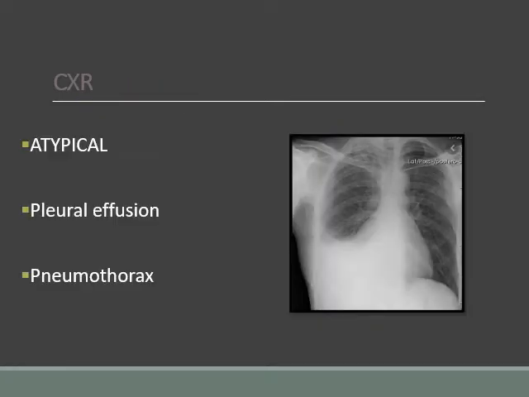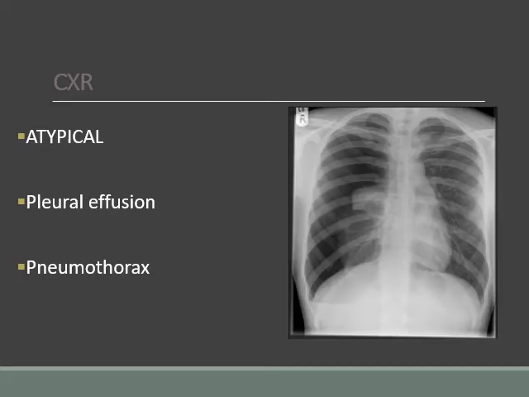Here this chest X-ray shows a moderate to large unilateral pleural effusion, which is atypical of COVID. Usually it is unlikely to be caused by COVID: an isolated unilateral large pleural effusion. Here is another X-ray showing a large pneumothorax on the right-hand side. Again, this is unlikely to be caused by COVID.